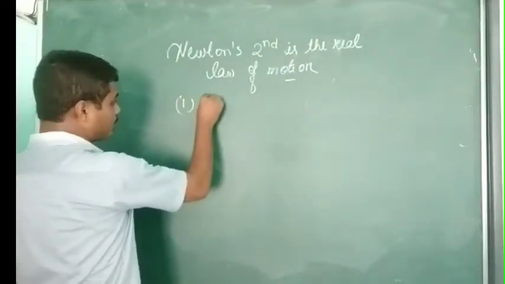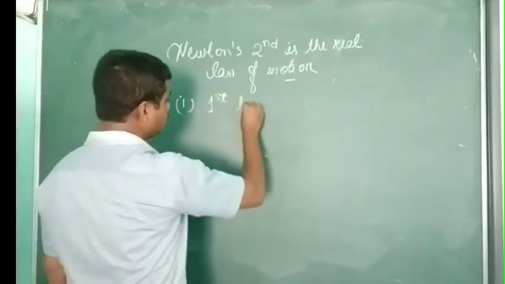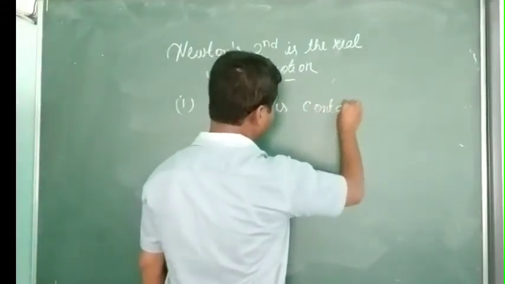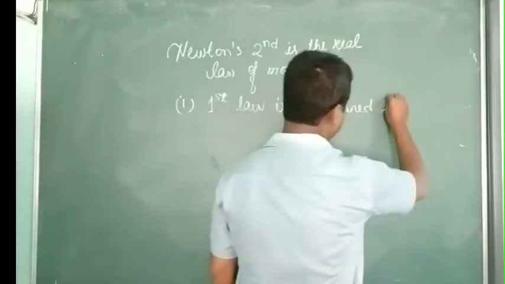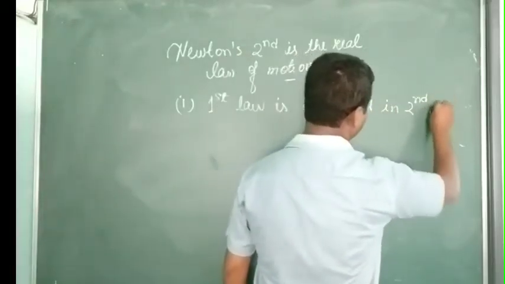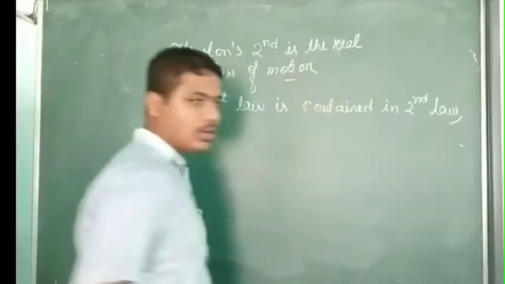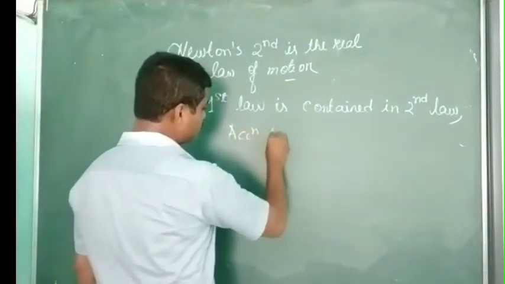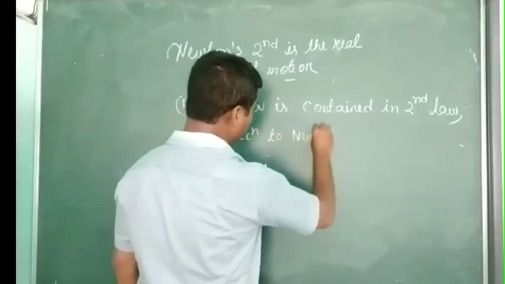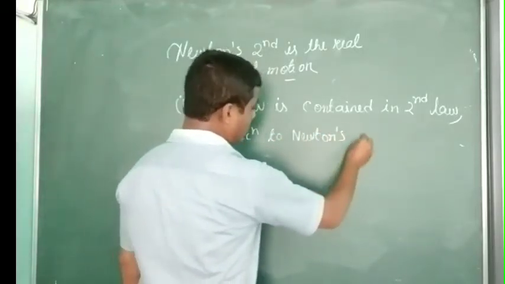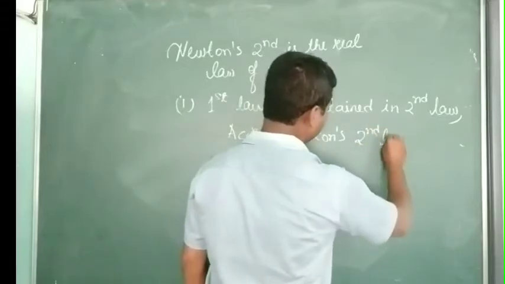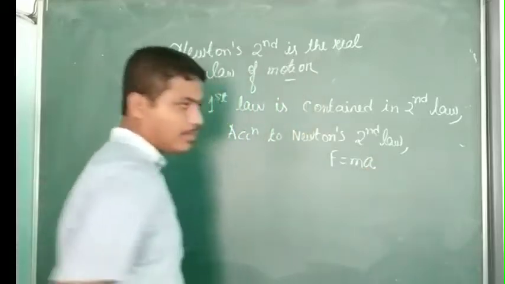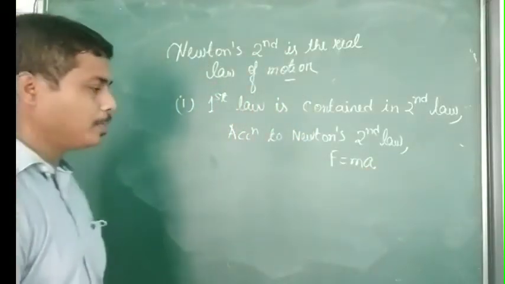Number 1: the first law is contained in the second law. How? According to Newton's second law, what we can write is F equals mass into acceleration. This is according to Newton's second law.